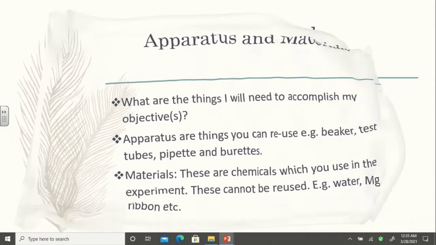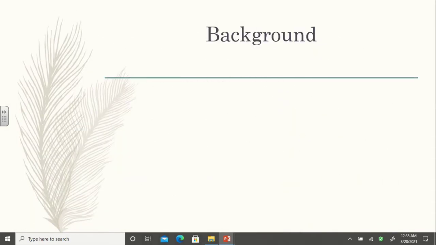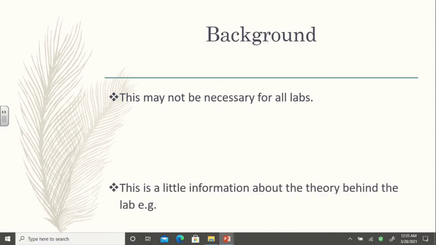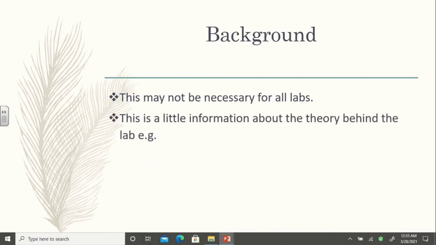All right. So after that, now your background. Some labs may have a background or may need a background. Not necessarily all labs will need a background, but if your lab needs a background, what really is your background? As I said, it's not necessarily for our labs. It's just a little theory, a little information about the theory of the lab.